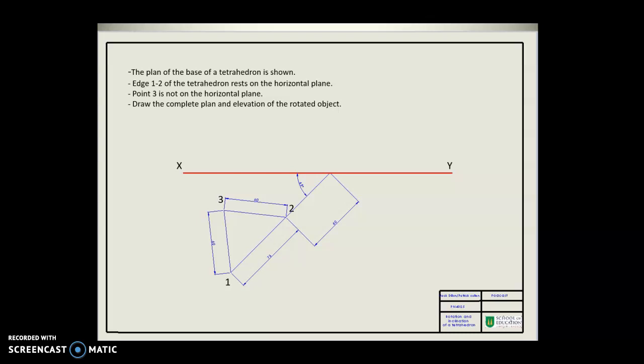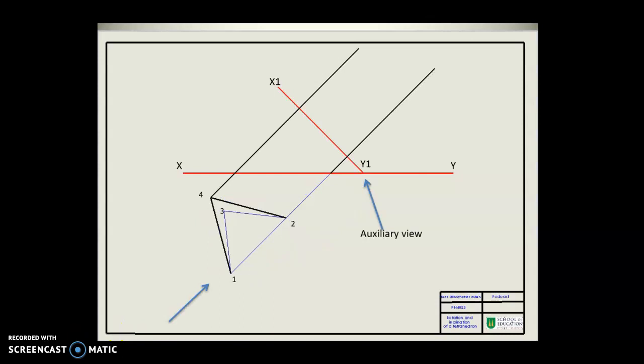It's given to us that 1 to 2 is 75 mm. Because this is on the horizontal plane, we know that it's a true length. The first step to solving the question is to draw the tetrahedron as if it's flat on the horizontal plane. We do this by swinging length 1, 2, which is 75 mm, from points 1 and 2, just over point 3, to get point 4. Where they intersect is point 3 rotated onto the horizontal plane. This gives us a true shape of the base of the tetrahedron.